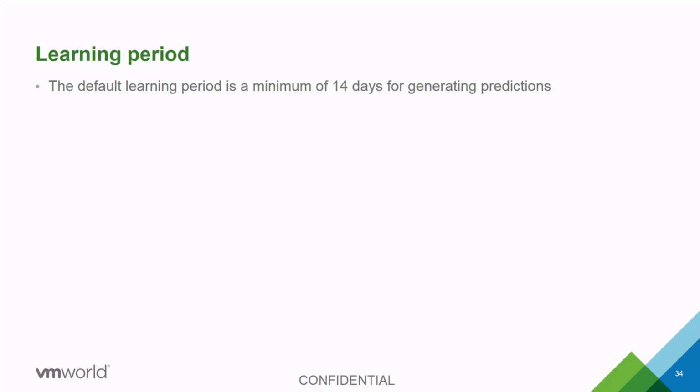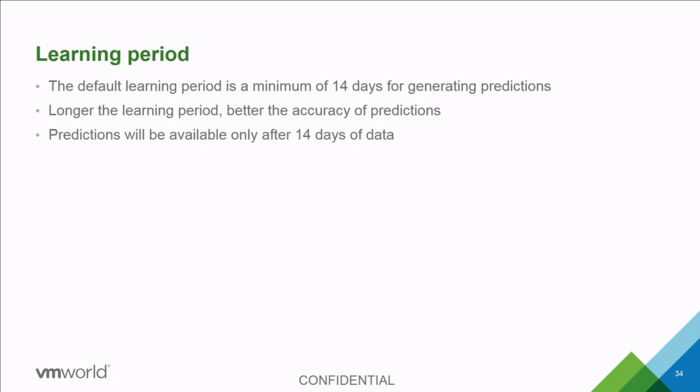If you want PDRS to recommend predictions before 14 days, you can. But the longer the learning period, the better and more accurate the predictions will be. So if you have predictions after 14 days and you have predictions after 28 days, the predictions that you get after 28 days are definitely more accurate than the ones that you get after 14 days. Because it's machine learning algorithms. The more data you pump in, the more accurate the predictions will become.